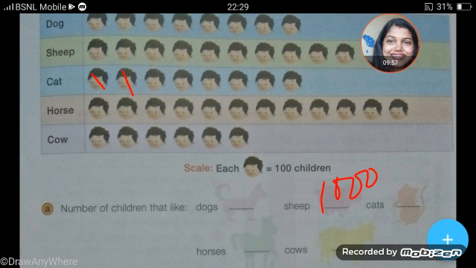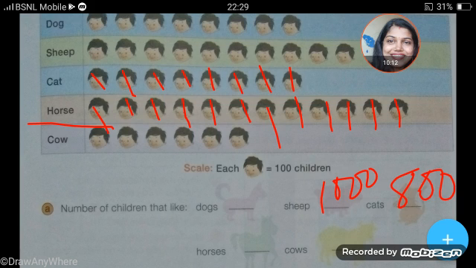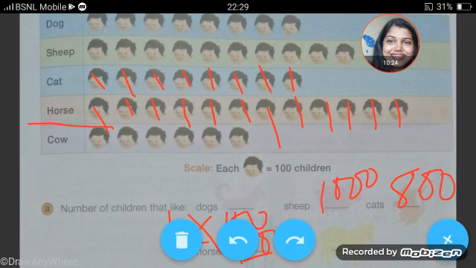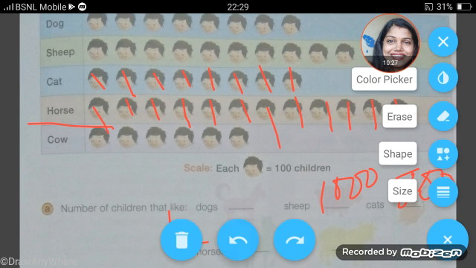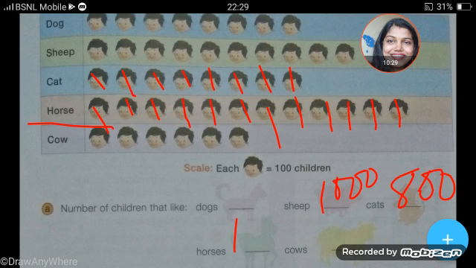Now cat, 1, 2, 3, 4, 5, 6, 7, 8. Again the same thing, 800 students like the cat because 8 into 100 will give you 800. 1, 2, 3, 4, 5, 6, 7, 8, 9, 10, 11, 12. So in case of horse, 12 symbols are there. So number of students become 12 into 100, which will give you 1200. So 1200 students like the horse.